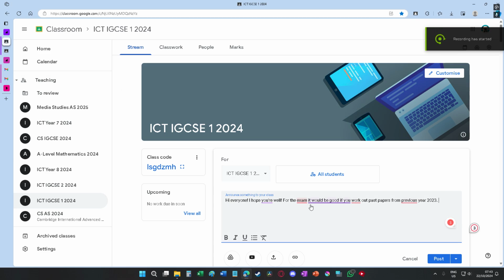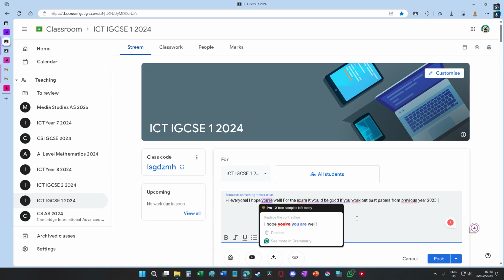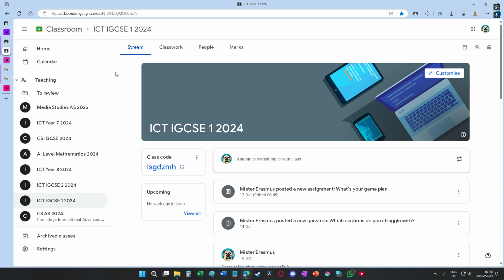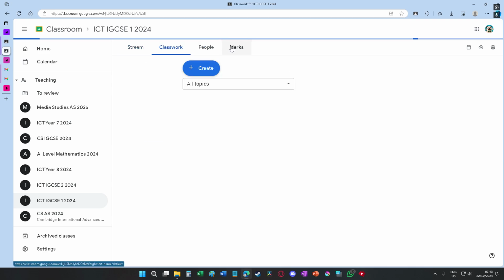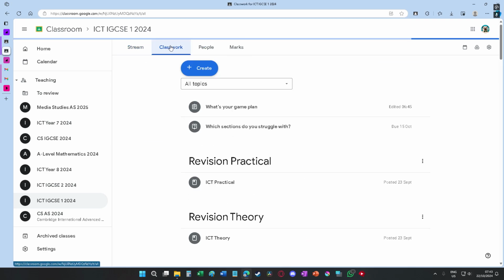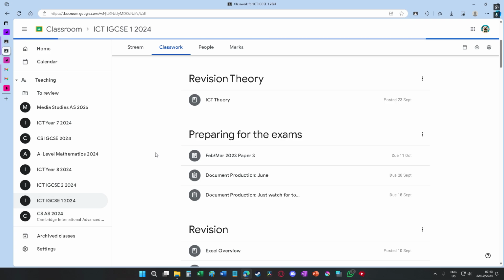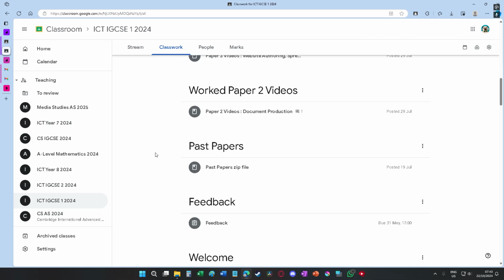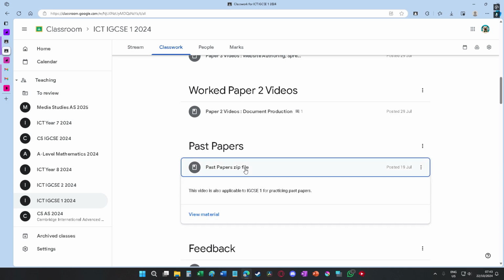So, I am writing an announcement here. I hope everyone's well, and then for the exam, it would be good if you work out past papers from the previous year, 2023. So, if you go to Google Classroom, go to classwork and look for the past papers zip file.